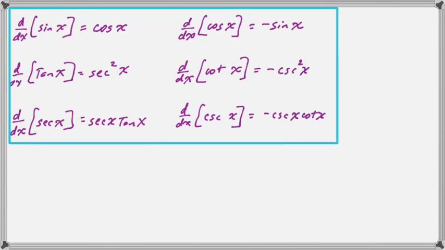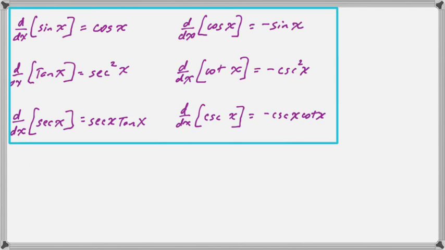You might notice some similarities. First off, derivative of all the cofunctions have a negative. So the derivative of all cofunctions are negative. You may notice that secant squared becomes cosecant squared. Secant tangent becomes cosecant cotangent. It's not too hard to remember, but it takes a little practice before you can actually learn them or commit them to memory. Now, we also learned about the product and quotient rule.